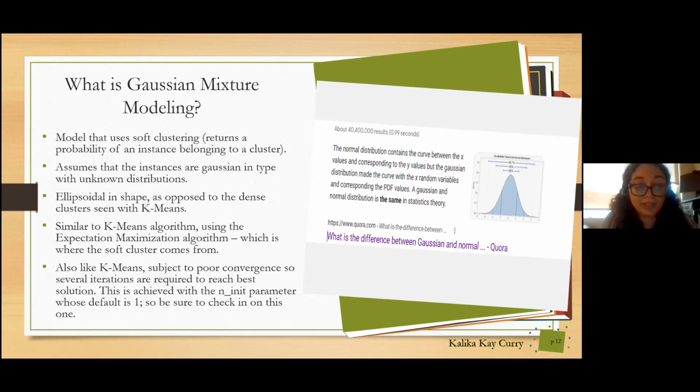Does anybody want to add anything else regarding the n_init parameter or anything up to this point? You just kind of want to jump in.